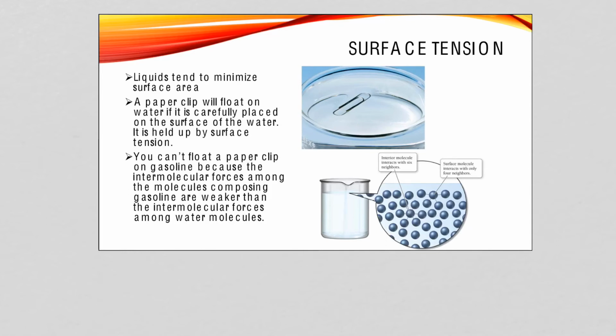And so you can get a paper clip to float on the surface of water, and it's floating and not sinking because it's not breaking the surface tension. So the surface tension is this force on the top of the water that creates a barrier, and you need to apply a minimum amount of force to break through that surface.